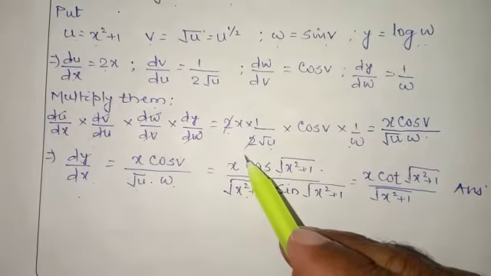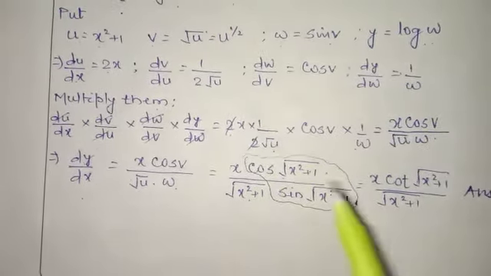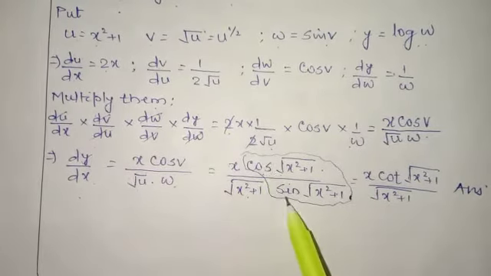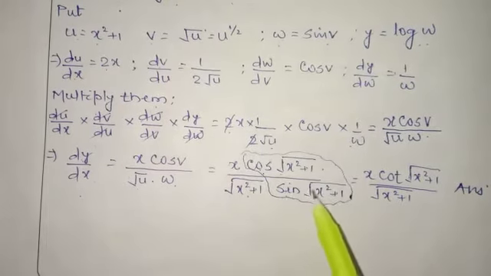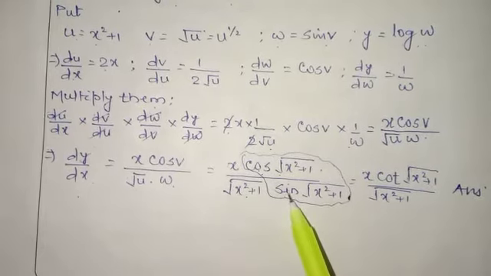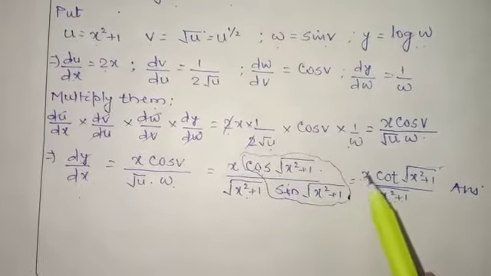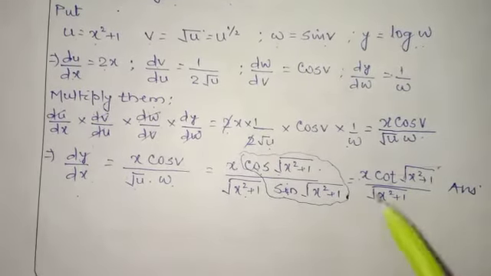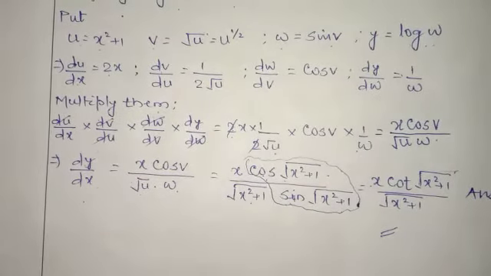And now see, we know that cos theta upon sin theta is cot theta. So cos under root x square plus 1 by sin under root x square plus 1 is cot under root x square plus 1. x is already here, so x cot under root x square plus 1 by under root x square plus 1. This is the differentiation of the given function.